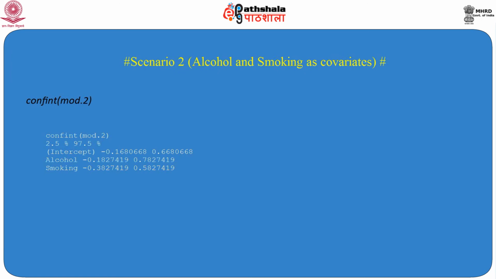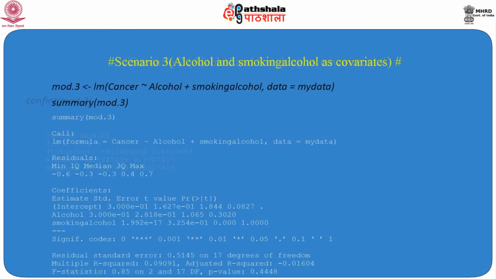In both cases you can see that the regression coefficients' confidence interval started from minus to plus. For alcohol it is minus 0.18 to 0.78, and for smoking it was minus 0.38 to plus 0.58. It states that both are having not significant regression coefficient values, both are touching the value 0.